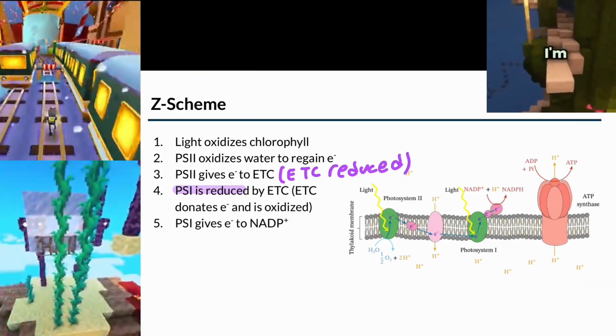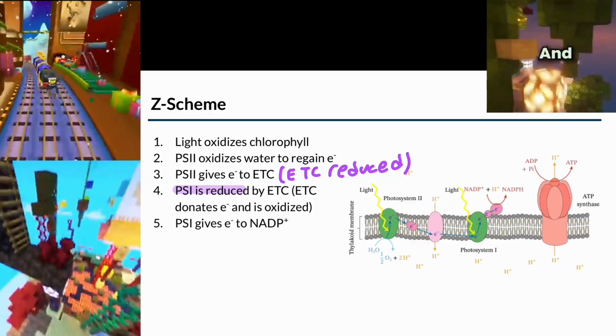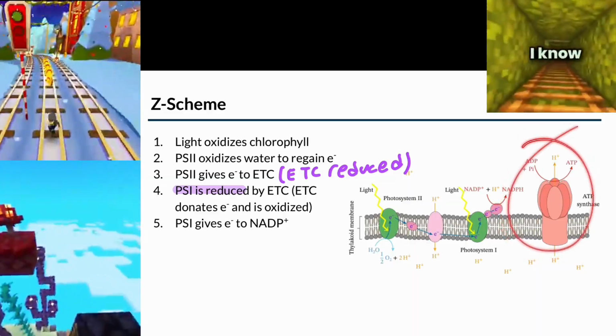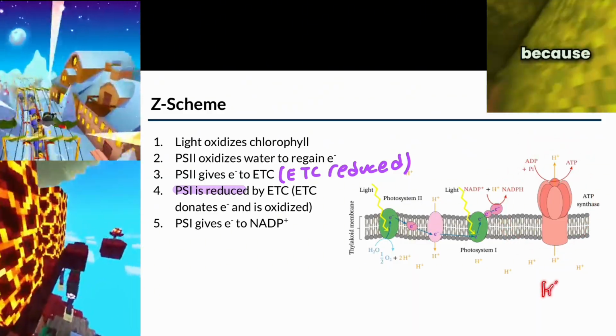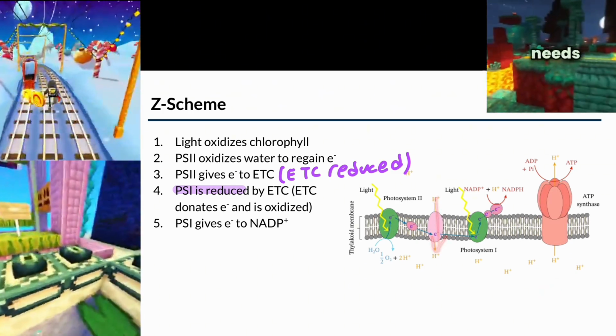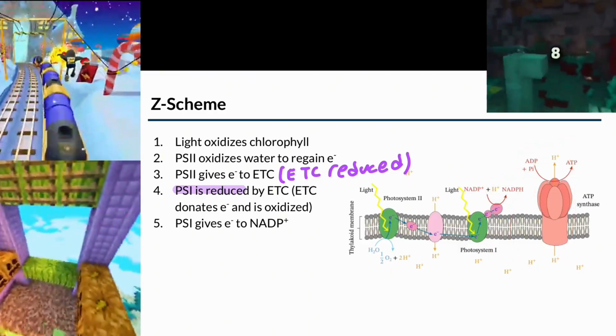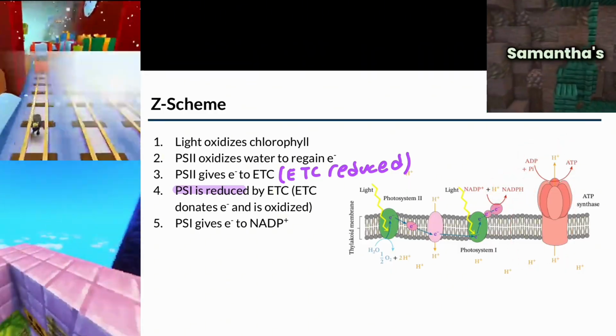So we've done two things. One, we've generated reducing power in the form of NADPH, and we've generated ATP here. You can see that because we built up this gradient of protons where we pumped it right here in the ETC. So we have NADPH for reducing power, and we have ATP synthase spinning because of the proton gradient.